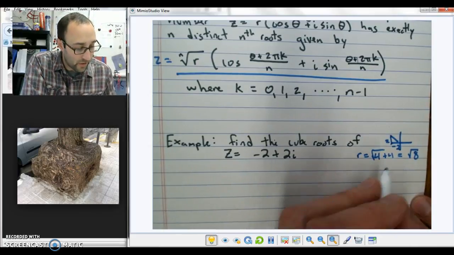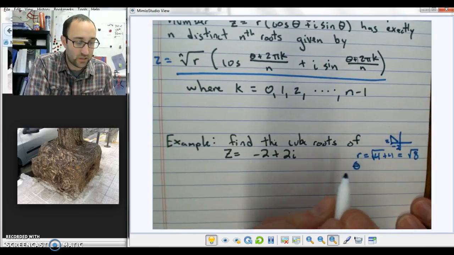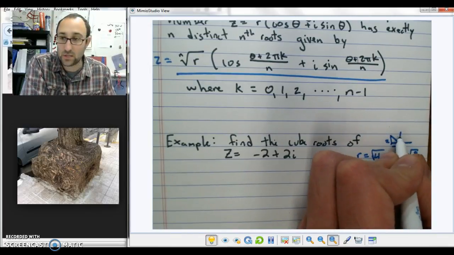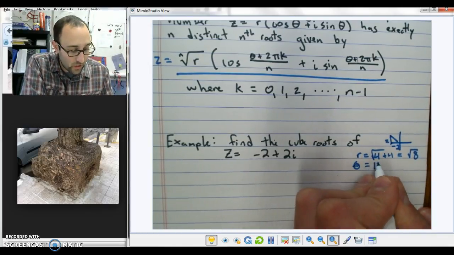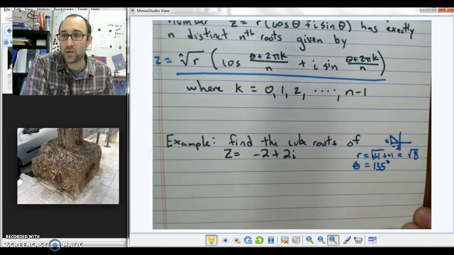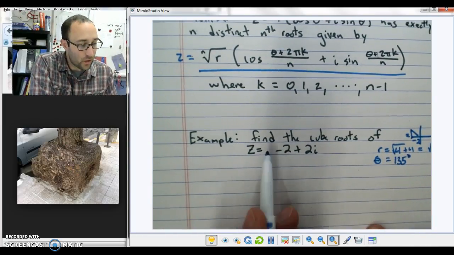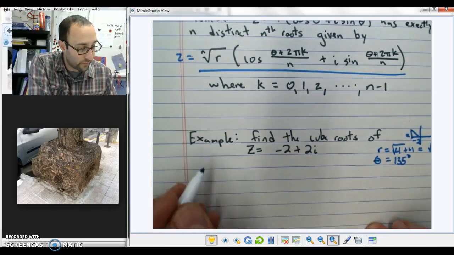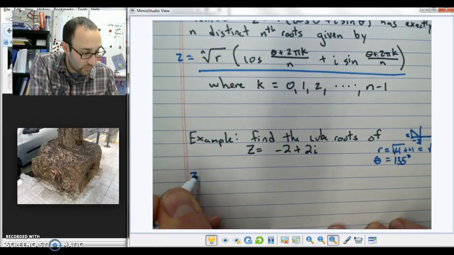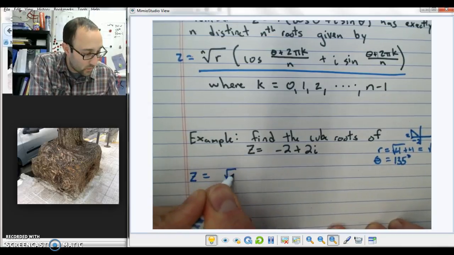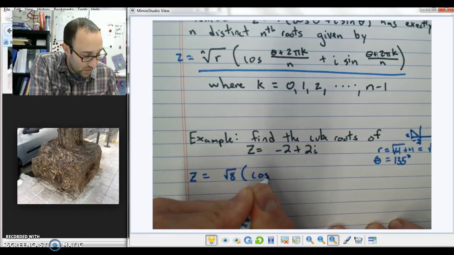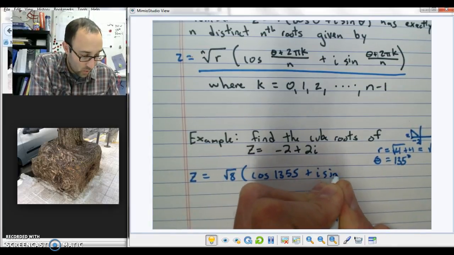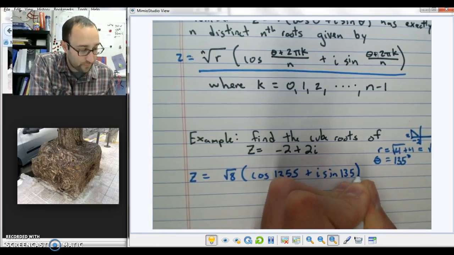The other thing I need to know is theta, and since it is over here and these are both the same number, it's like 45 degrees, but 45 degrees in the second quadrant is really 135 degrees. So I can rewrite this in trig form, which is how I want to do it. So the first thing I'm going to do is rewrite it in trig form and say z equals square root of 8 times cosine 135 plus i sine 135.